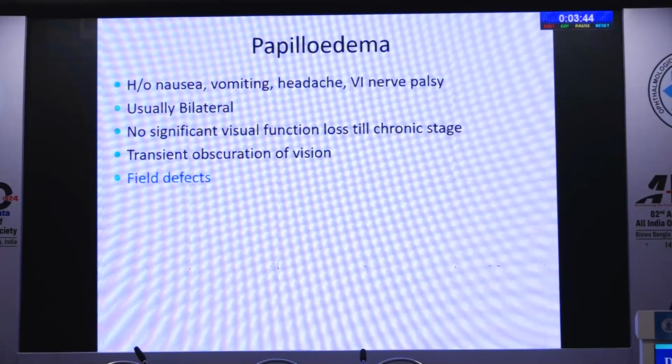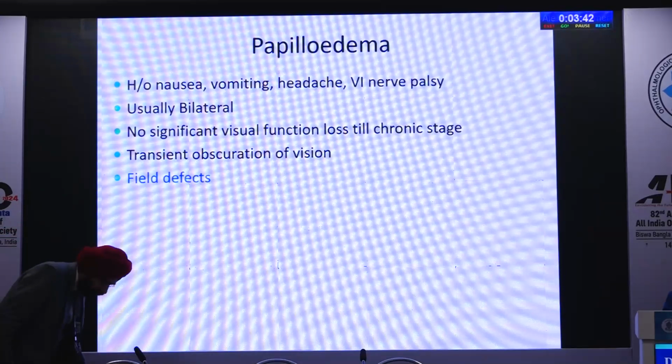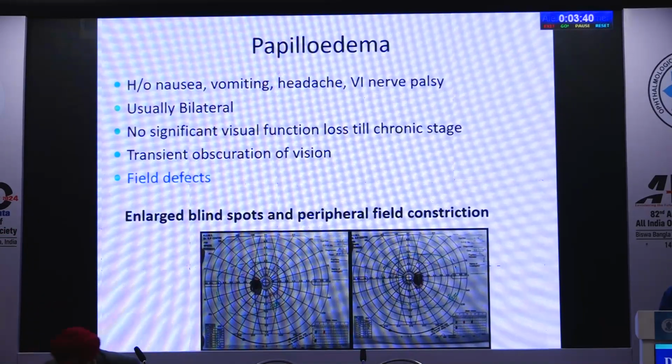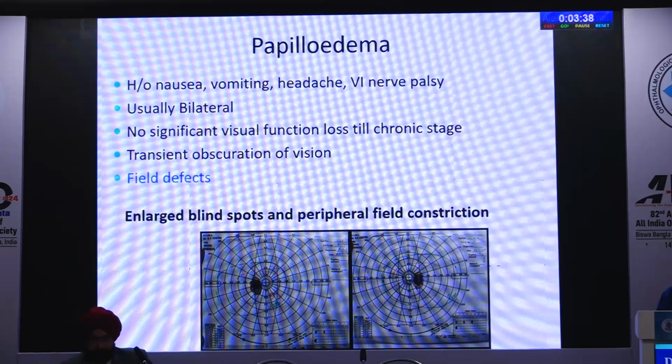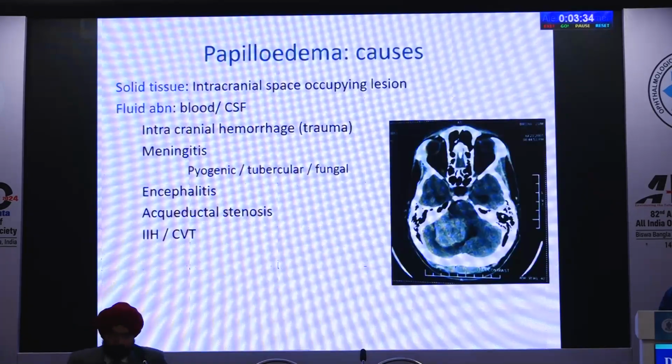Essentially, just a quick overview. Papilledema is raised intracranial pressure, which could have multiple causes. You'll look for an enlargement of the blind spot and peripheral constriction as the early signs, and over time it could go on to involve the entire visual field.